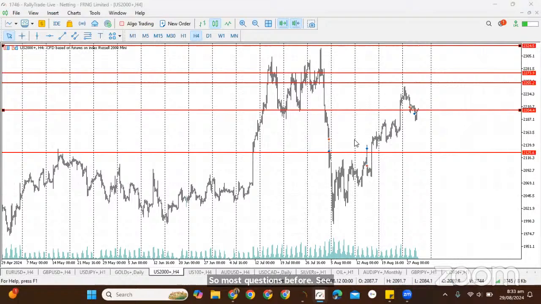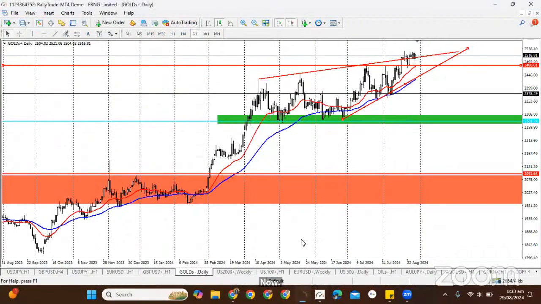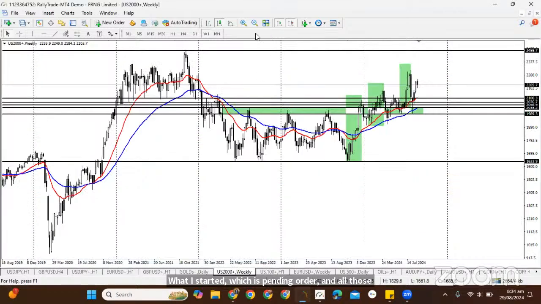So most times, before picking a trade, what I do is that I look out for what is called eventuality. The eventuality of price. What do I mean by eventuality? Let me go back to my episode. Okay, so I'm still coming back to gold, but let me quickly finish up what I started, which is pending order and all those things, risk to reward ratio. The eventuality of this instrument is that it's coming back up to this high.